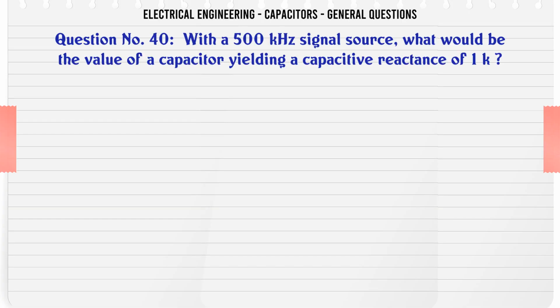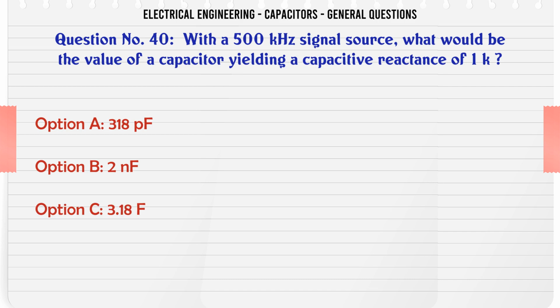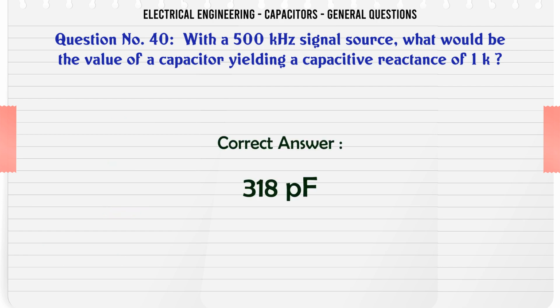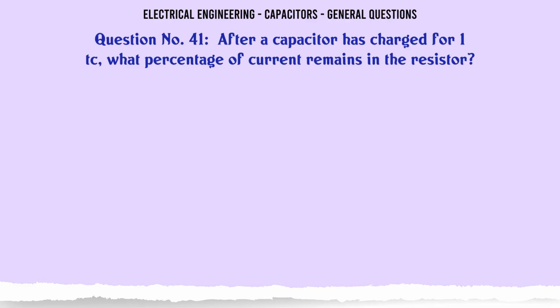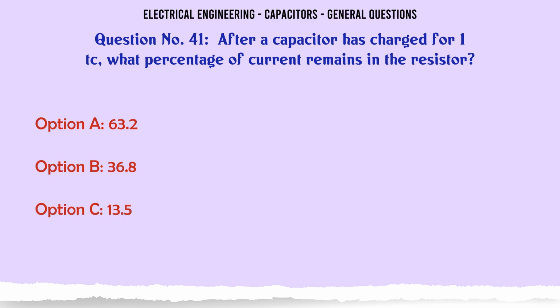With a 500 kHz signal source, what would be the value of a capacitor yielding a capacitive reactance of 1 K? A, 318 pF, B, 2 nF, C, 3.18 F, D, 2 F. The correct answer is 318 pF.